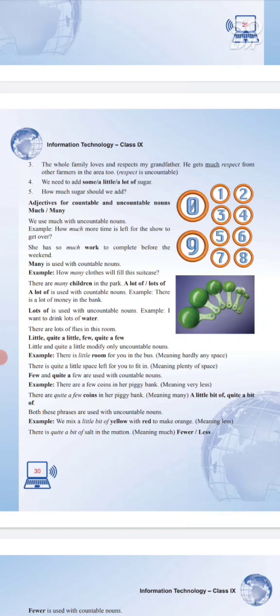A lot of is used with nouns which can be counted. For example, there is a lot of money in the bank, whereas lots of is used with uncountable nouns. Okay, let's repeat. A lot of is used with countable nouns, whereas lots of is used with uncountable nouns. For example, I want to drink lots of water. Here the amount of water is uncountable, so lots of is used before the word water.